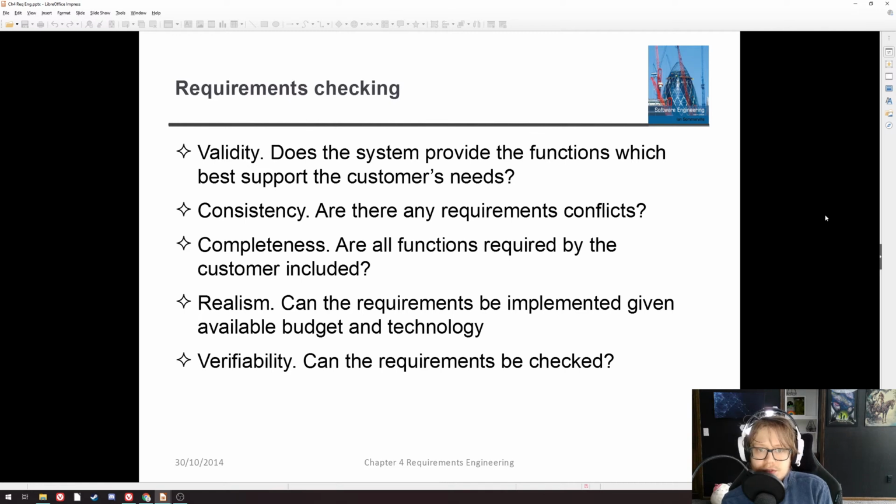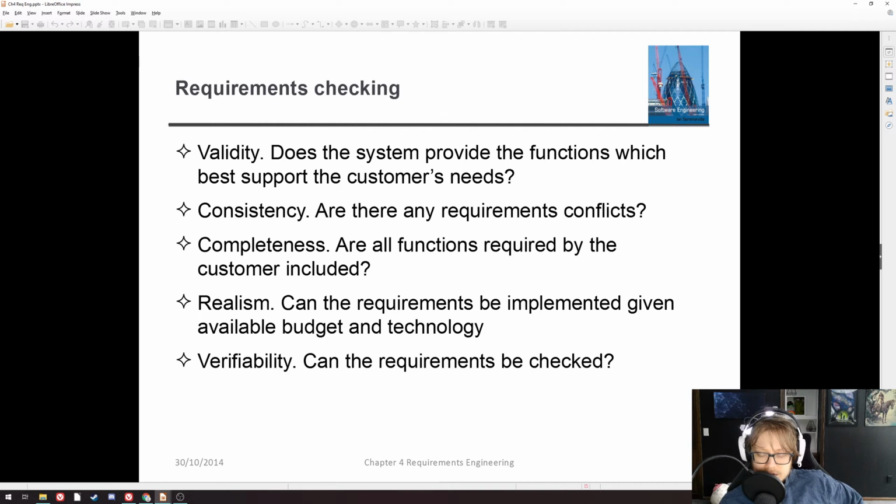So we're talking about validity. Does the system provide functions which best support the customer's needs? Consistency. Are there any conflicts in the requirements internally? Completeness. Are all the functions required by the customer included? Realism. Can the requirements be implemented given the available budget and technology? This is one that you guys are going to have a lot of problems with, since none of your projects are really realistic as described by the customer.